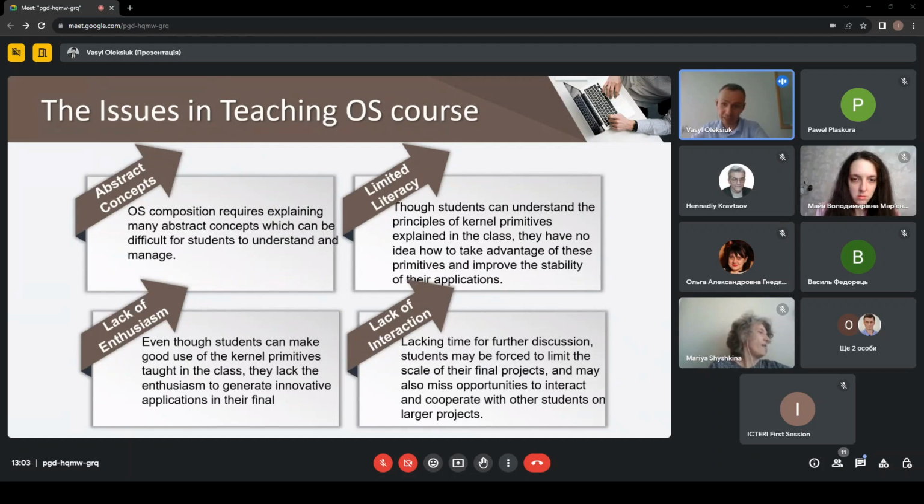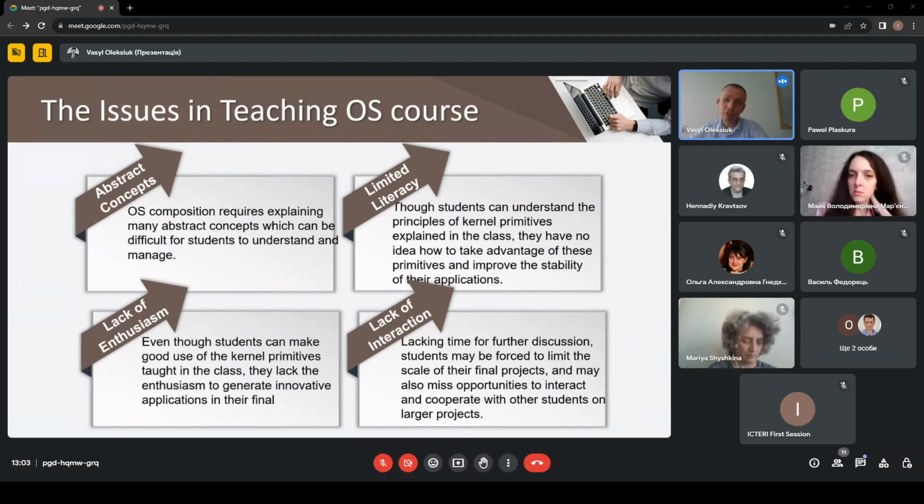Limited information literacy. True, students can understand the principle of kernel primitives explained in the class. They have no idea how to take advantage of these primitives to improve the stability of the application. They don't know how to locate the required primitives and use them correctly.